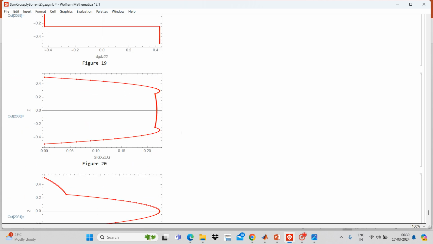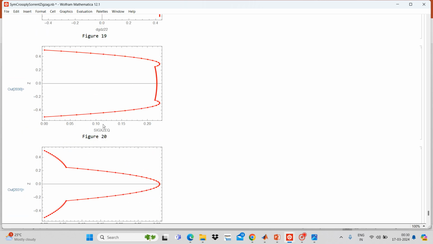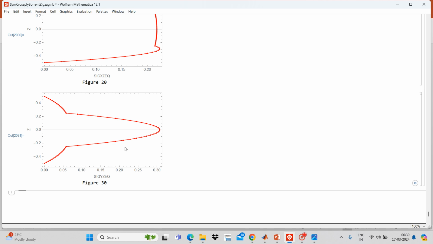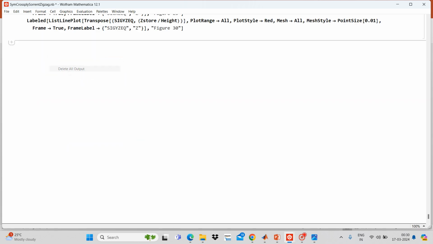And then from the equilibrium equations we get the sigma xz. From the equilibrium equations, EQ, we get these results. And sigma yz EQ, we get these results also from the equilibrium equations. So this we get for the symmetric cross-ply laminate for 4 layers. Okay, now we will read this output.